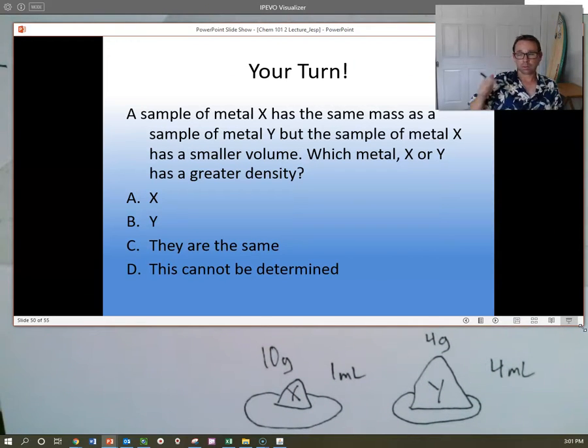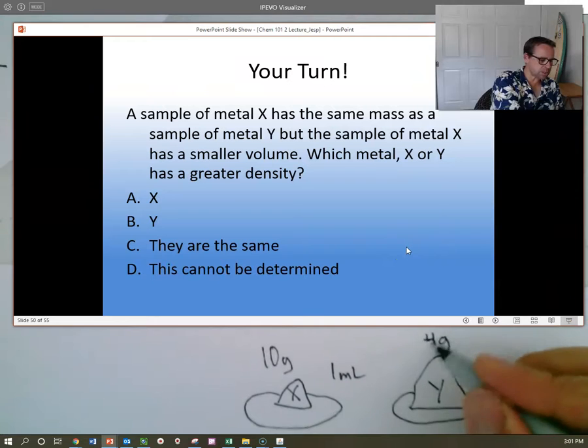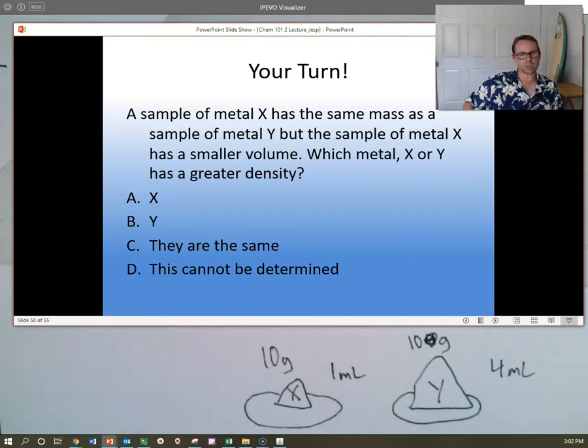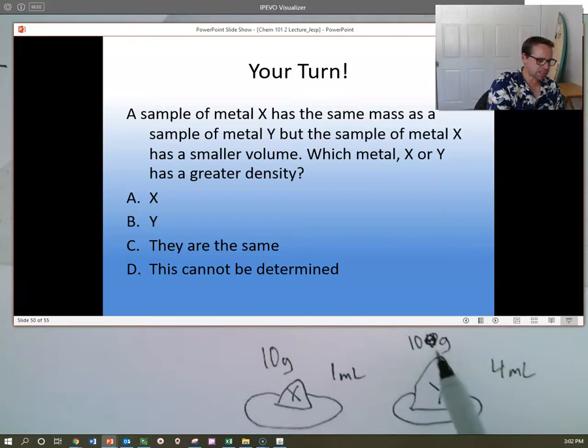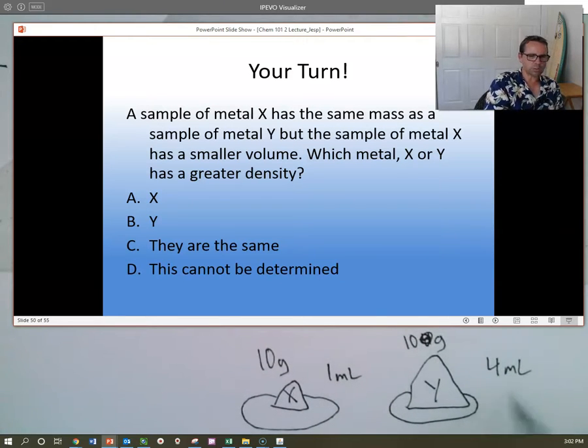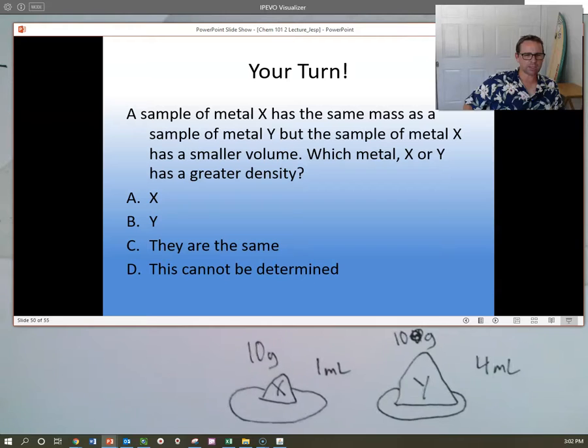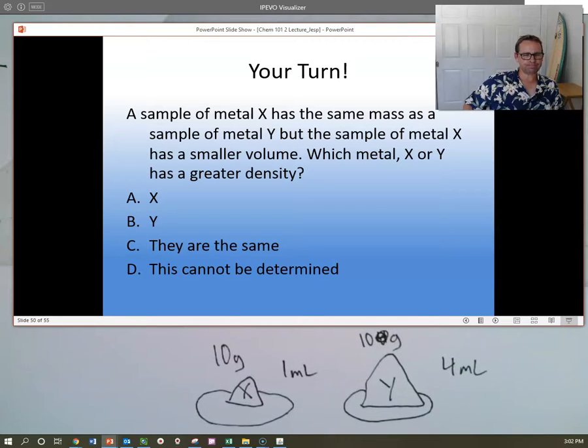Well, why would it have the greater mass? But it doesn't say that. Oh, no, they're supposed to have the same mass, aren't they? Oh, they do. Okay, so 10 grams. Okay. All right, so if they have the same mass, but different volumes, can we calculate what the densities are here? Yeah, we can.